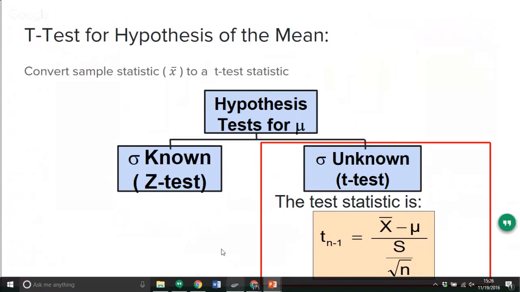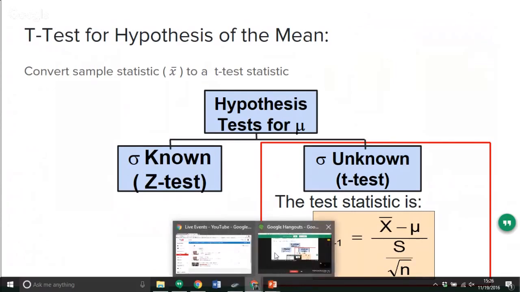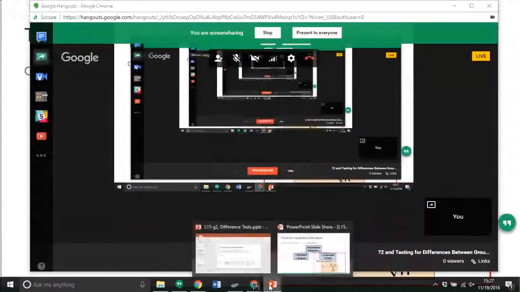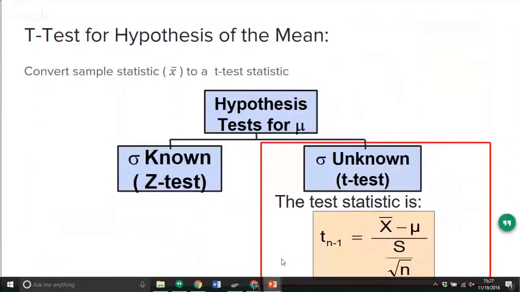But as we've discussed previously, we generally do not know the population standard deviation. So because we do not know the standard deviation of the population, or it's unknown, we then tend to use the t-test, okay? You may have remembered this from statistics prior, okay?